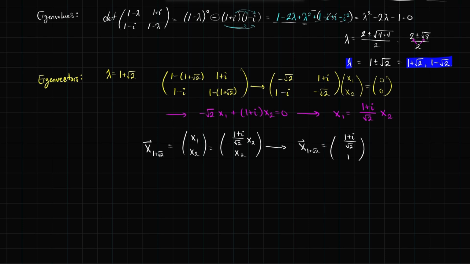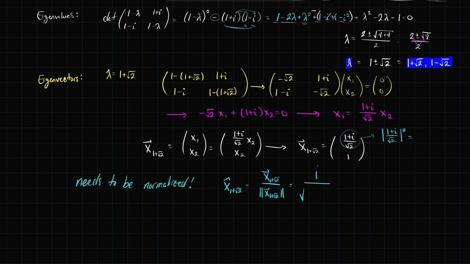But this does need to be normalized just as before. So we'll go ahead and normalize it. X hat, 1 plus root 2, is going to be x vector, 1 plus root 2, over the norm of x vector, 1 plus root 2. And that's going to give me 1 divided by, what's the norm here? I look at the absolute value of (1 plus i) over root 2 squared. Absolute value of complex numbers, right? If we're squaring the absolute value, we're just looking at the coefficients on the complex number squared. So coefficients of 1 squared plus 1 squared over root 2 squared, which is 2.